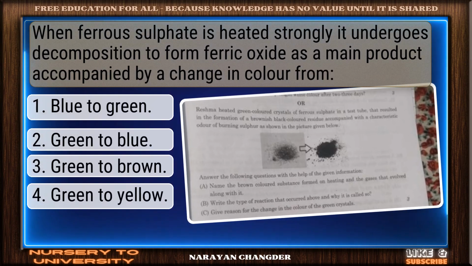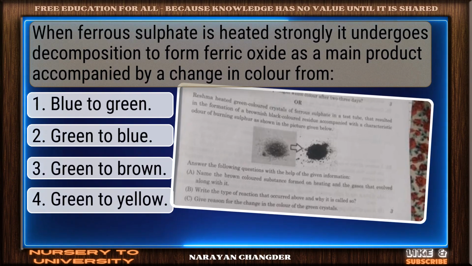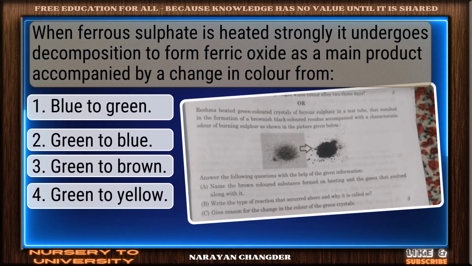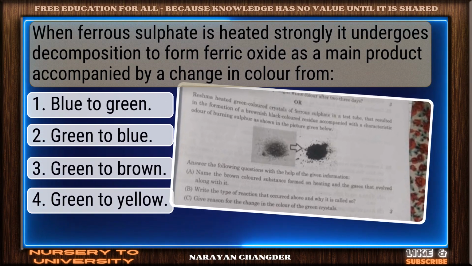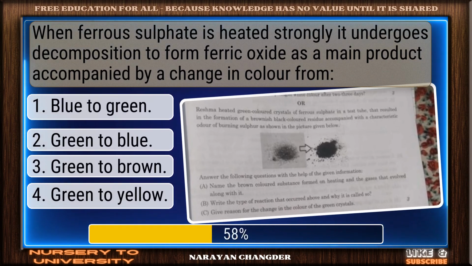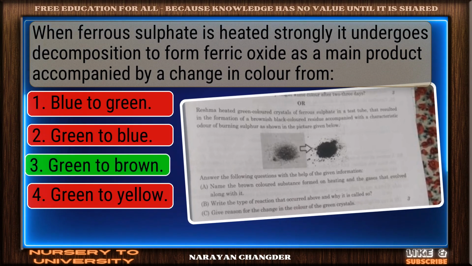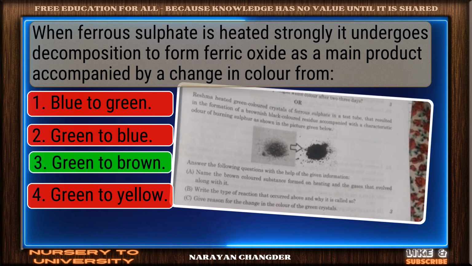When ferrous sulfate is heated strongly, it undergoes decomposition to form ferric oxide as a main product, accompanied by a change in color from? Well reasoned. Green to brown is correct.